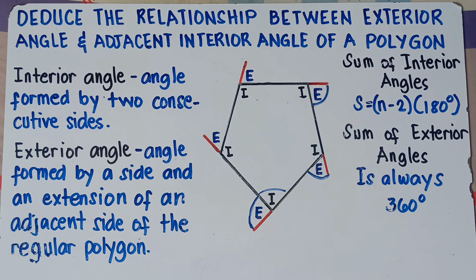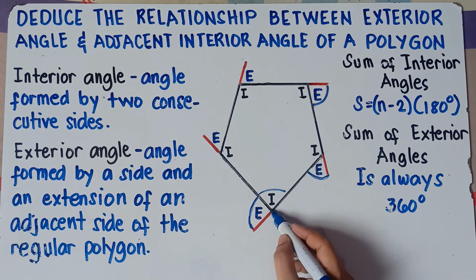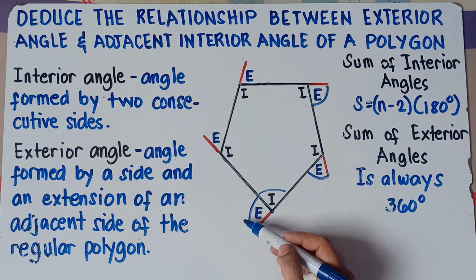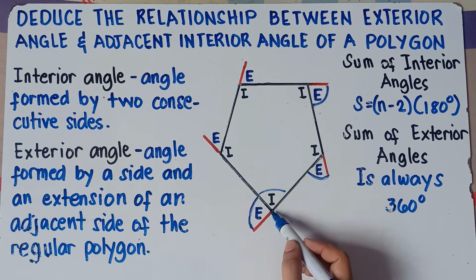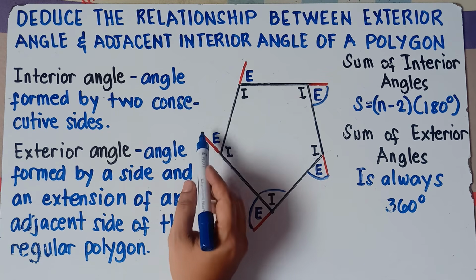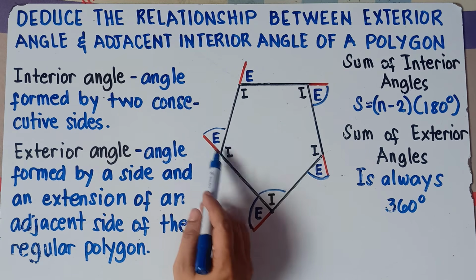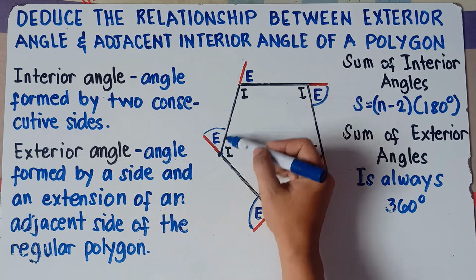Now, the interior angle and the exterior angle are adjacent angles. What do you mean by adjacent angles? If they share a common side and a common vertex, these particular angles are what we call adjacent angles. Once again, these two angles are adjacent angles because they share a common side and a common vertex. Same with this one. Extending this fourth side, you can form another angle, and this is the exterior angle. These two angles are adjacent angles because they share a common vertex and a common side.